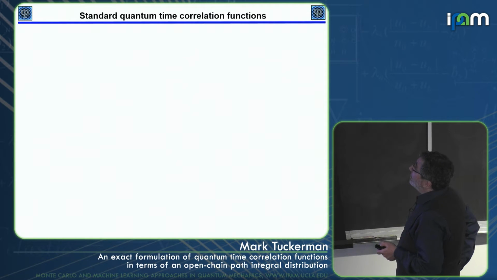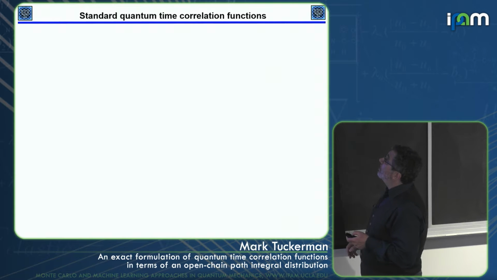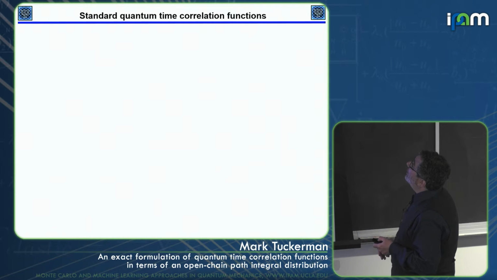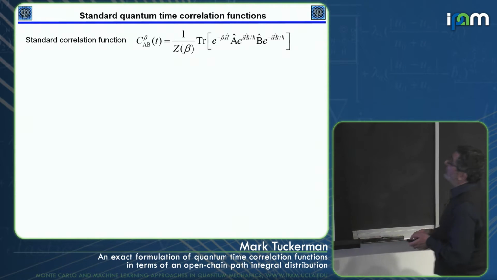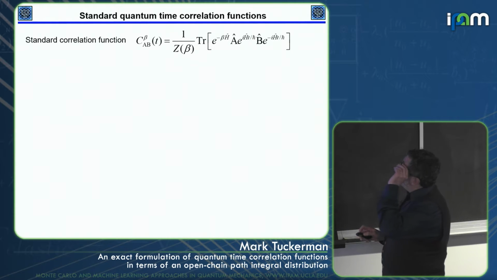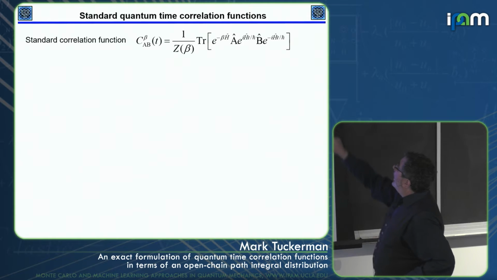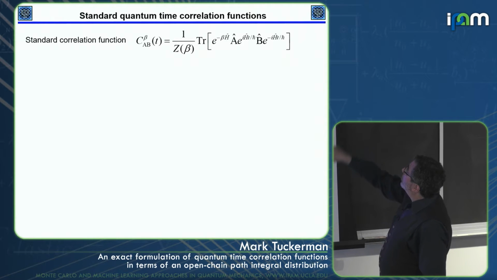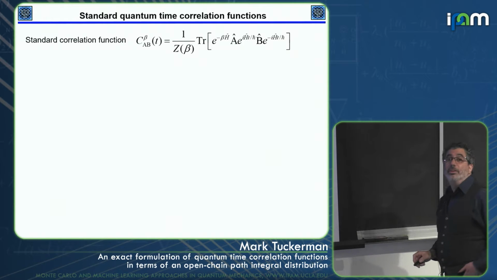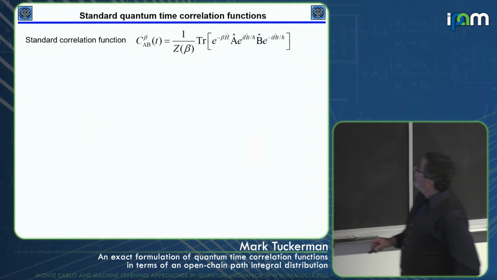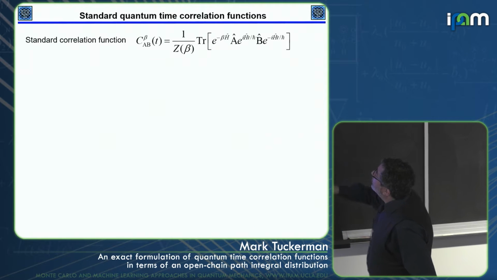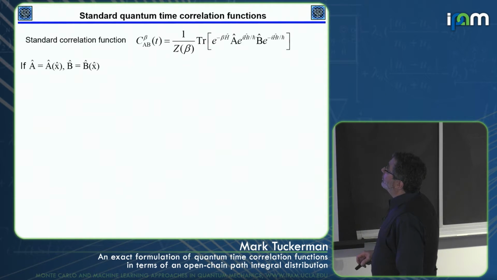Okay, so let's talk about quantum time correlation functions and what they're used for. All right, so the standard quantum time correlation function is also a trace. All right, so you have a Boltzmann factor, and then you have two operators, say, that you want to correlate. And of course, one of them is at 0, and the other one you evaluate at time t using the standard Heisenberg evolution operator. So it's going to give you an AB correlation function.